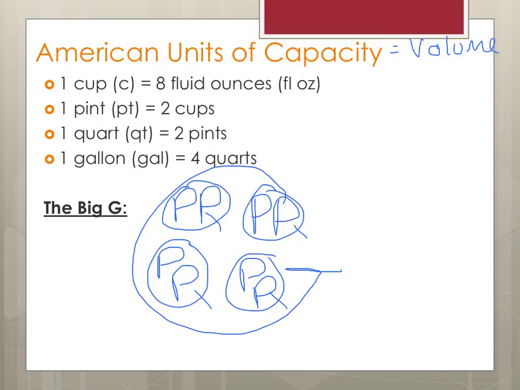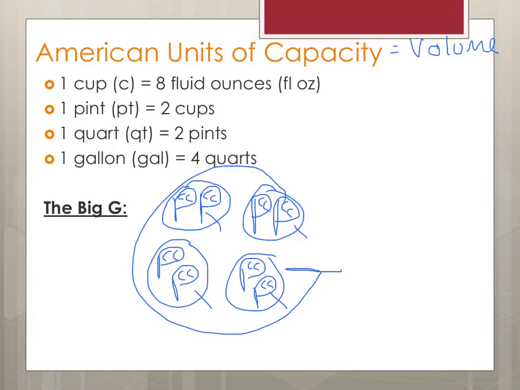And in each pint, you need to draw 2 C's, because there's 2 cups in a pint. So this is something that you can jot down on your quiz paper or your exam paper to help with capacity conversions. And let's see how it works.